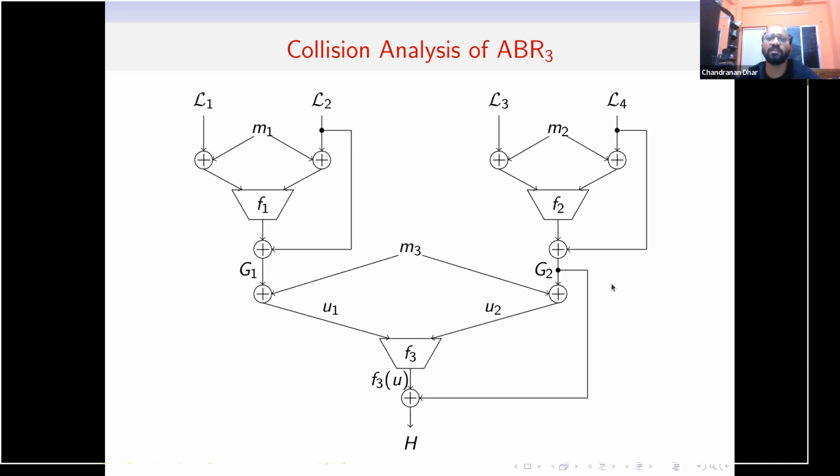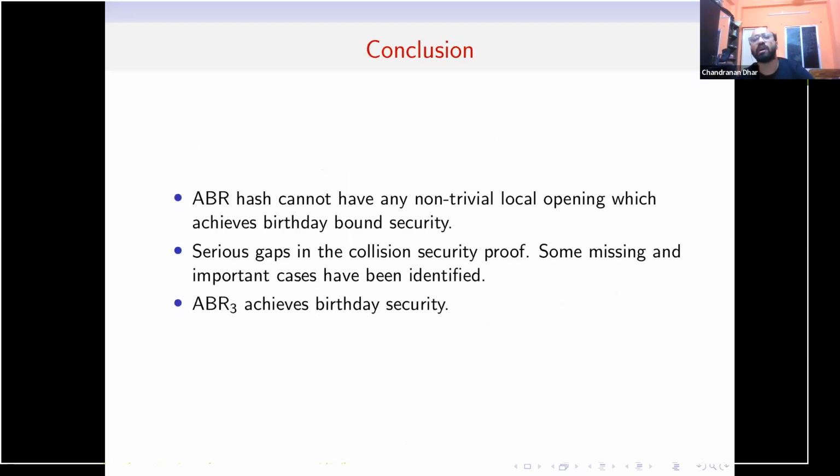So this is more or less what we do in our paper. To conclude, first we show that ABR hash cannot have any non-trivial local opening which achieves birthday bound security. Then we identify some serious gaps in the collision security proof. And finally we show that the first non-trivial case, the ABR3, achieves birthday bound security.